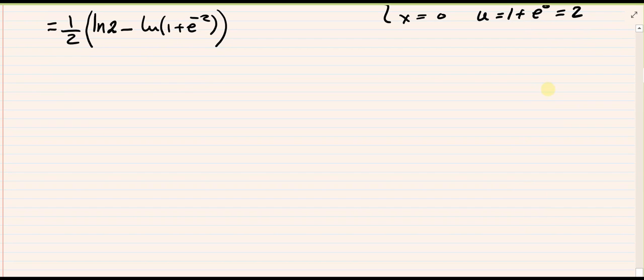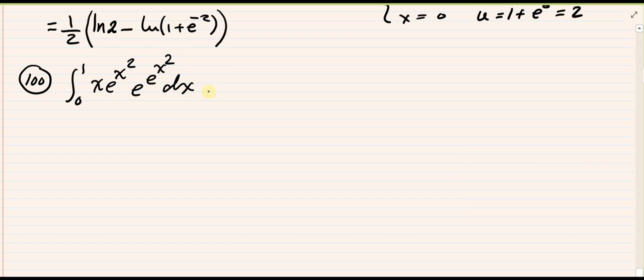Next, let's take a look at exercise number 100. In exercise number 100, nice round number. Here we want to integrate. The question is the integral from 0 to 1 of x e to x squared, and then e to the power of e to the x squared dx.